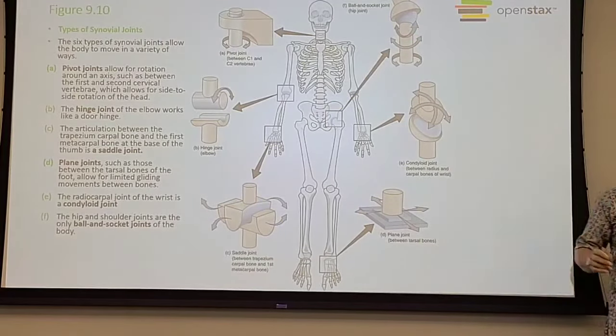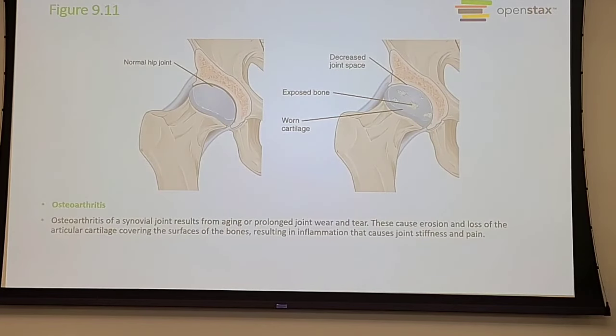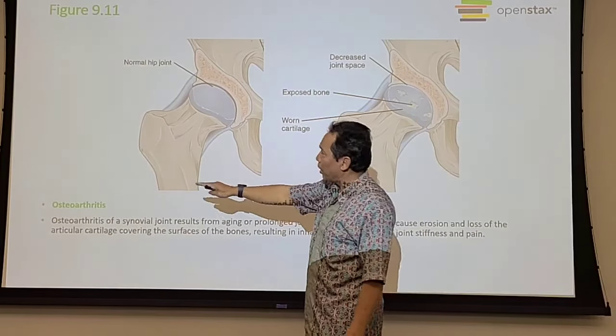Alright, so that's the ball and socket. That's all the six types of joints. Again, this is the ball and socket, which is in the knee joint. This is actually giving us the idea of what osteoarthritis is.